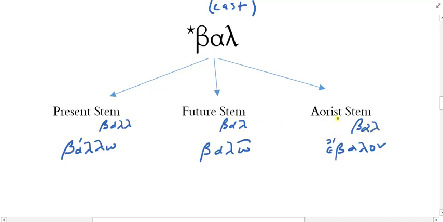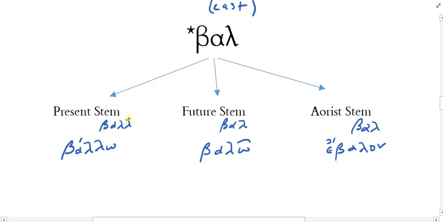Okay? So guess what? The future stem is different from the present stem. And the aorist stem is different from the present stem. Is it the case that the future stem has taken the present stem and tweaked it to form the future? No. Rather, what the future stem has done is it said, hey, the root of my verb is ball, and I'm just going to adapt it unmodified for my future tense. The aorist has done the same thing. It takes the real root and says, I'll take you unmodified to form my aorist stem.